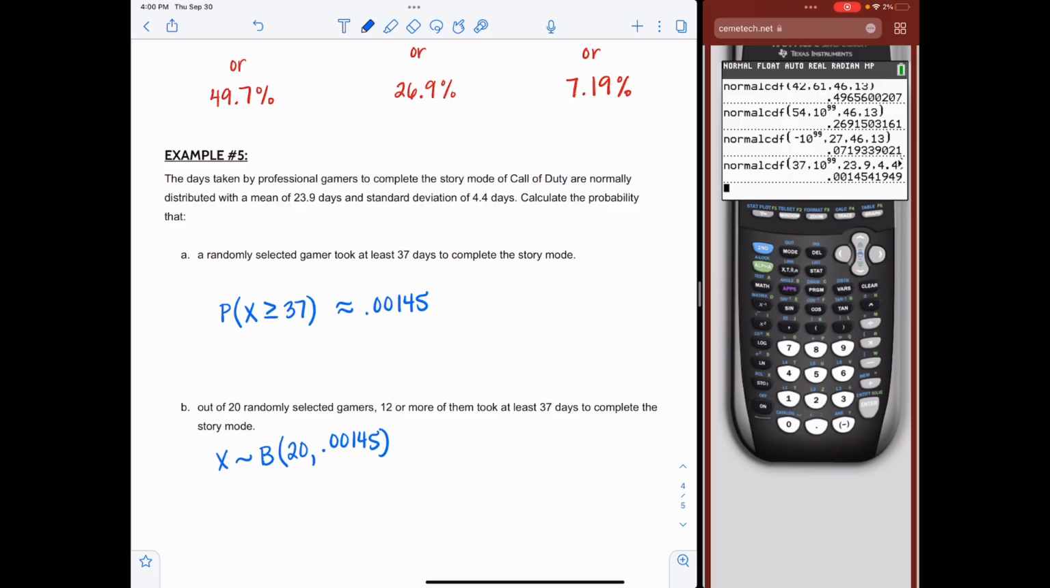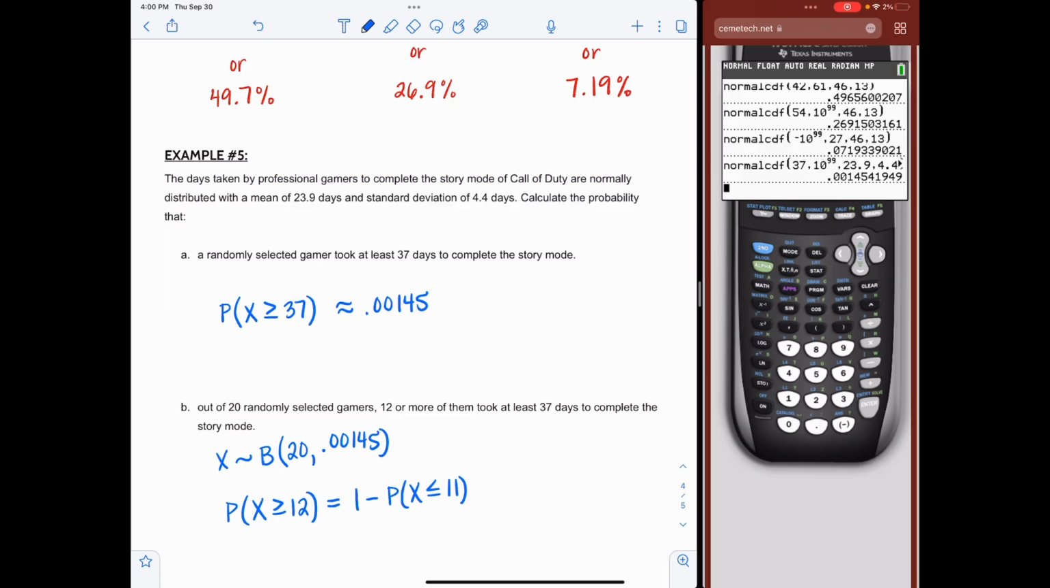So when we put this in the calculator, we are trying to figure out the probability that 12 or more, so x is greater than or equal to 12. But remember, the calculator does not do binomial CDFs with the greater than. It does it with less than. So we have to set this equal to 1 subtract the opposite of being greater than or equal to 12, which is the probability of x being less than or equal to 11.